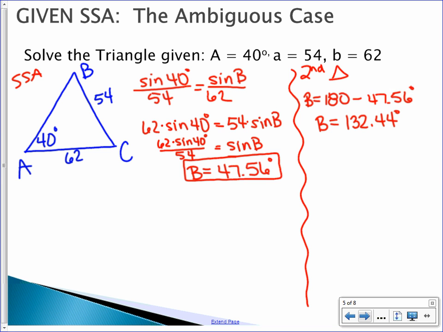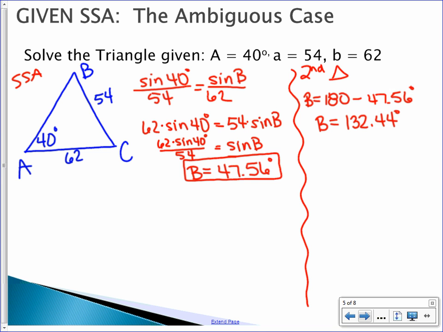When you do the law of sines, I want this to be the first thing you do so that you don't forget about it. All right? I want you to find the first angle, and then I want you to find that same angle in your second triangle. That way you don't forget to check for a second triangle. Okay? So we're going to come back to the first triangle.